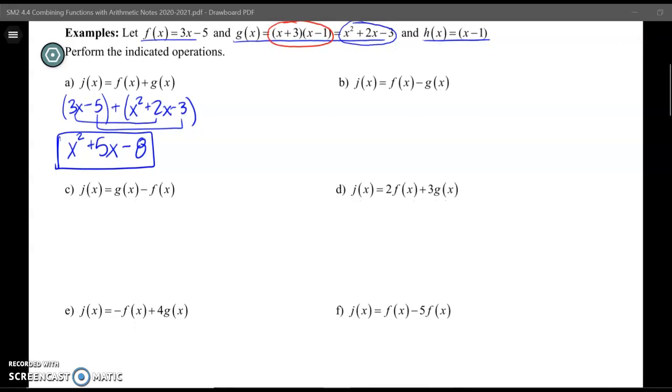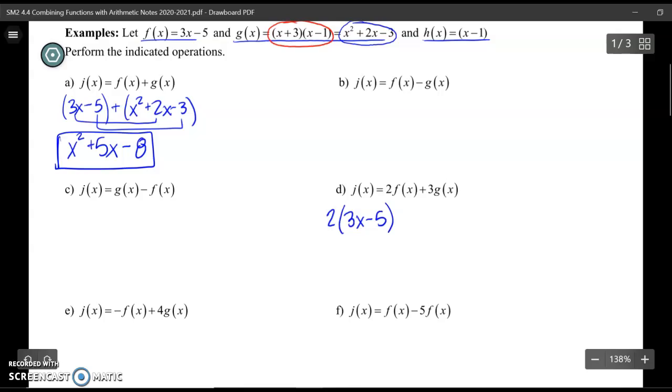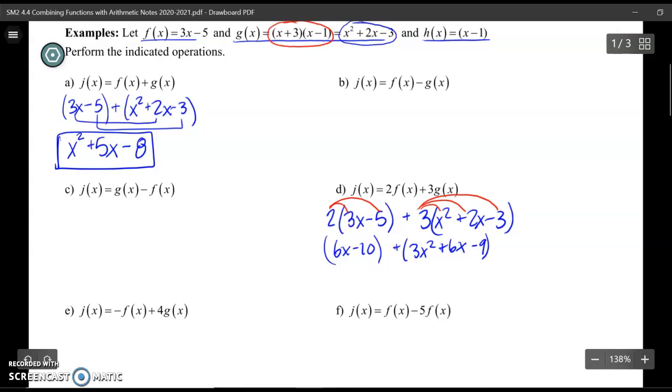Let's take a look at D. So D, we've got some multiplication and some addition happening. With D, I have 2 times my f of x, so 2 times 3x minus 5, plus 3 times my g of x, so 3 times x squared plus 2x minus 3. Remember that when we have multiplication like this, we have to take the numbers on the outside, the 2 and the 3, and distribute them into everything on the inside of the parentheses. When I distribute that, I would get 6x minus 10 plus 3x squared plus 6x minus 9.